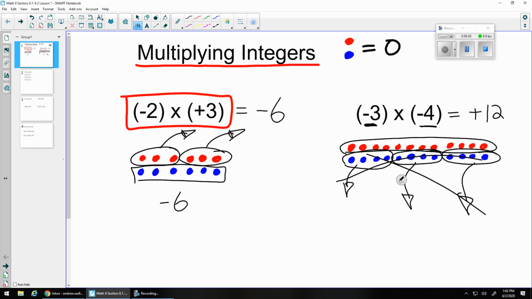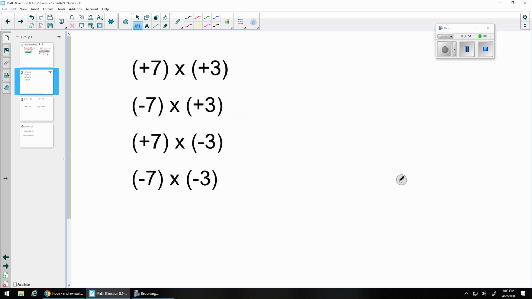So this, maybe some of you are like, what is going on? Don't worry about it. This integer chips is one way of looking at and understanding it. We're going to go through a rule that will make it fairly simple. So here we have 7 multiplied by 3 in all of its different forms with both integers. So +7 times +3, -7 times +3, +7 times -3, -7 times -3. So what are the answers to all these?